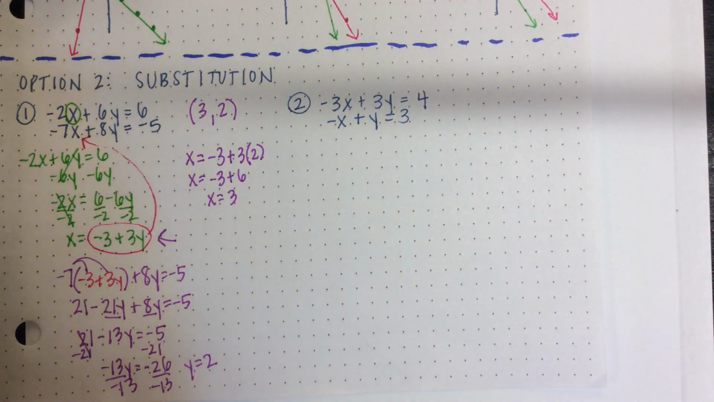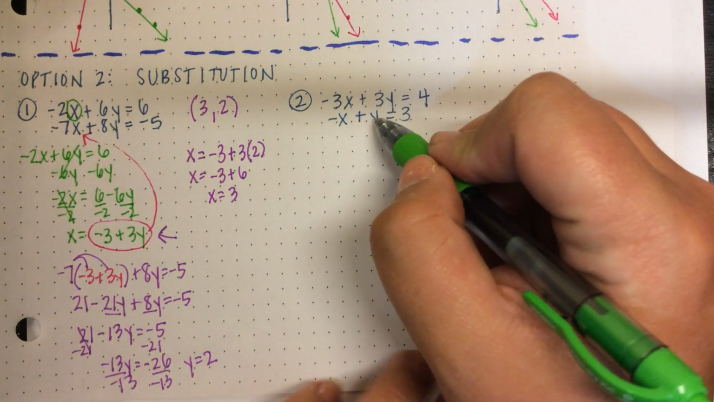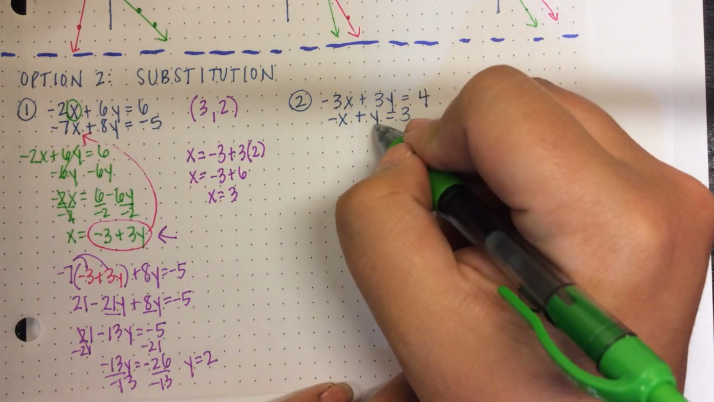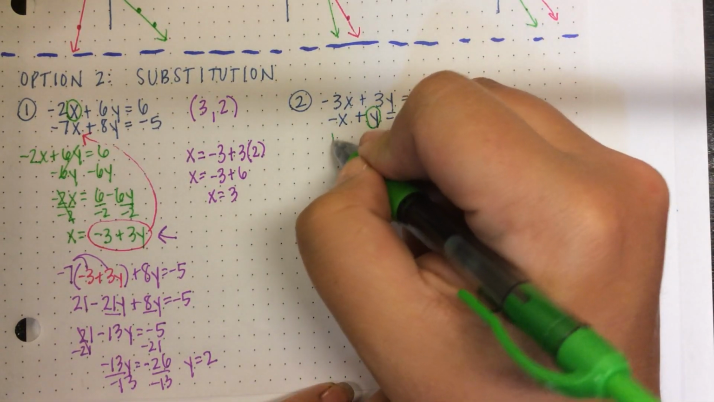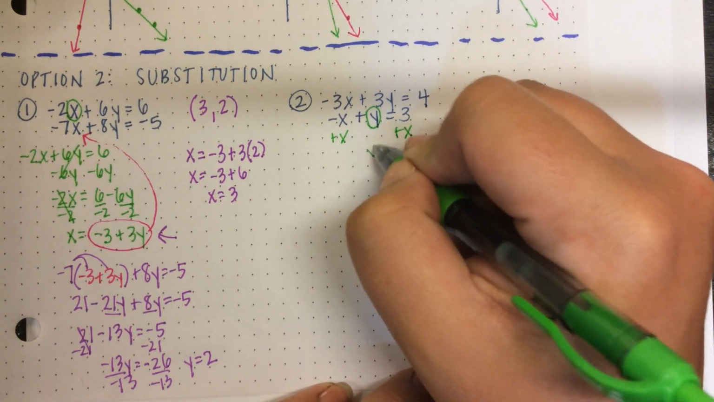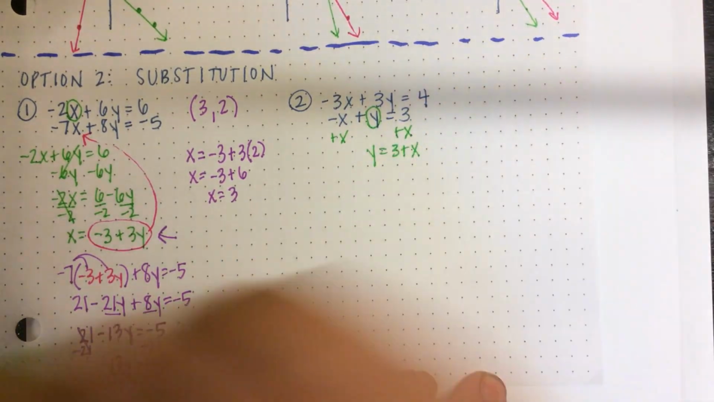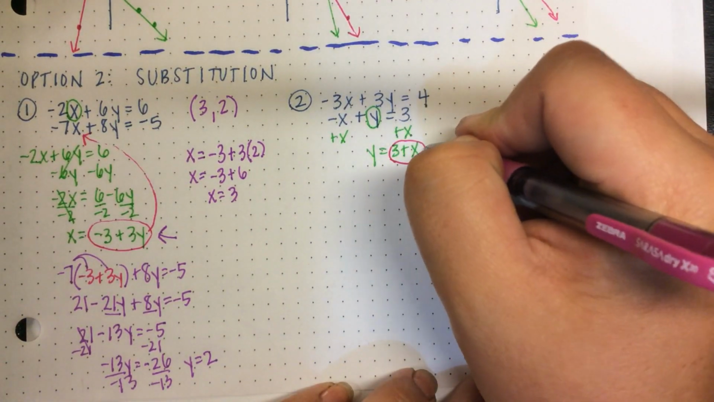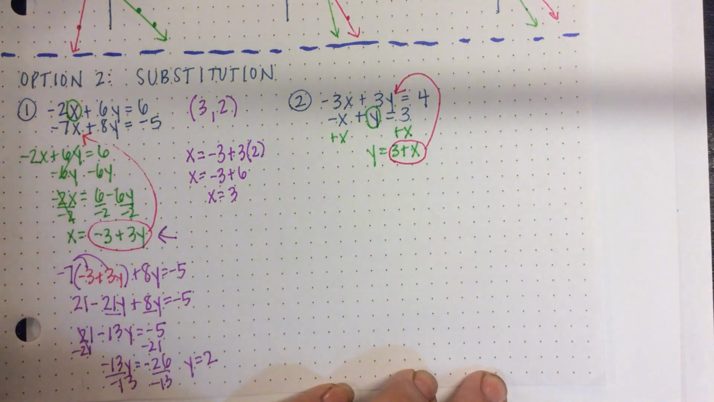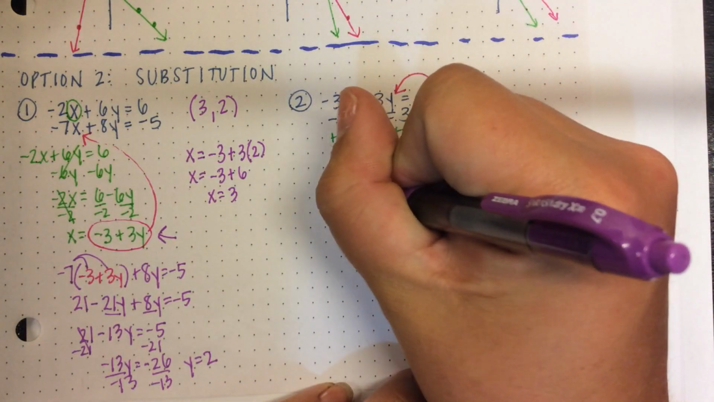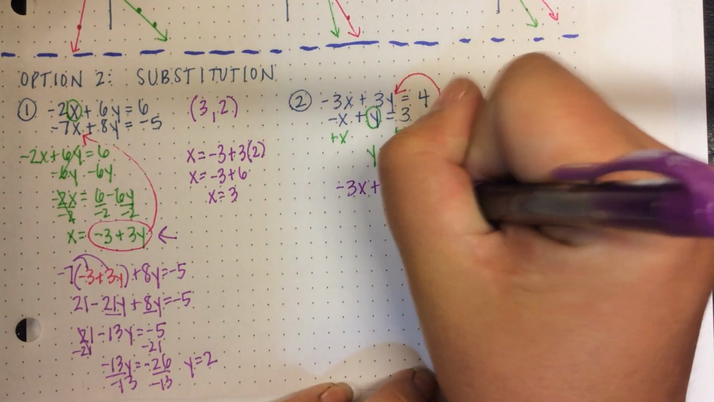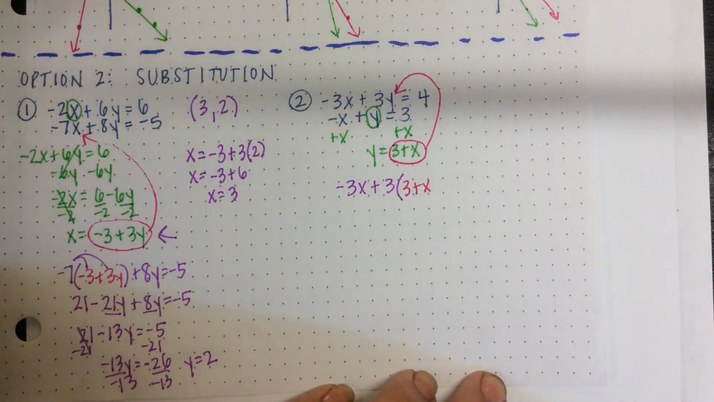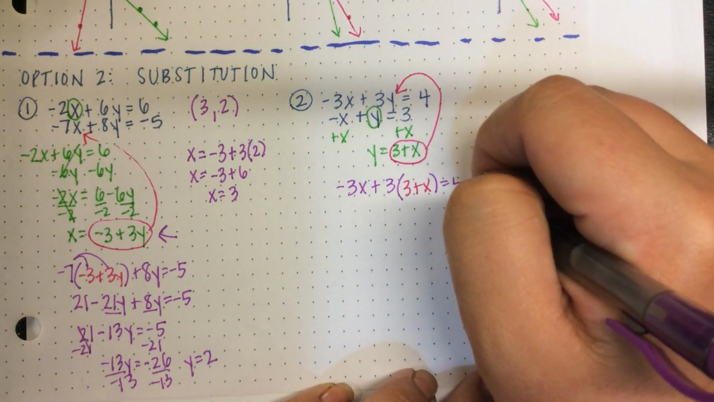All right, and then for this one, like I said before, I already have y, that's pretty much by itself here. All I have to do is get rid of that x. So I'm going to get the y by itself just to make my life easier. So I'm going to add x to both sides. So I get y equals 3 plus x. So I'm going to take what I know y equals from the second equation and plug it into the y of the first equation. So we have -3x plus 3, and then instead of times y, we're going to say times 3 plus x. And that's got to equal 4.